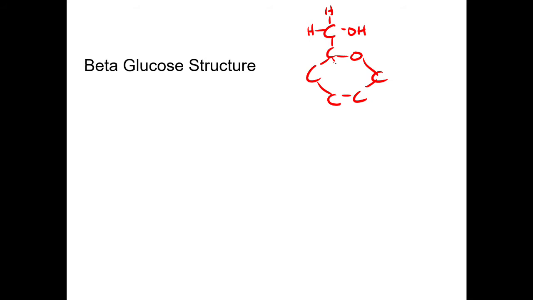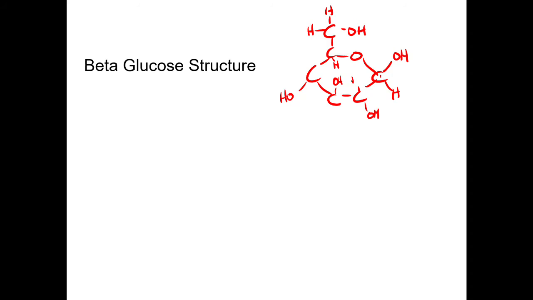It's the same thing. It's just shorter. Down, up, down. And now because it's beta, it's going to go up over here. So that's the difference. That's the only difference between alpha and beta glucose, is that the last hydroxyl, or maybe the first one, because this is carbon 1, goes up instead of down.